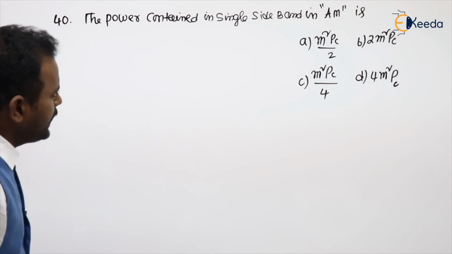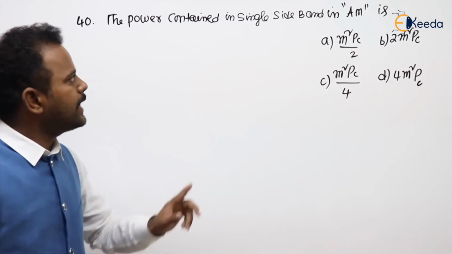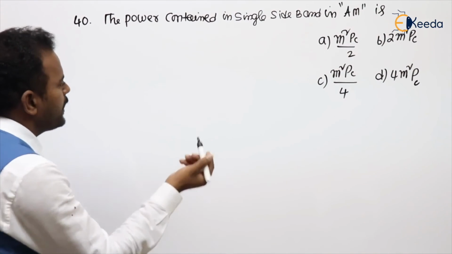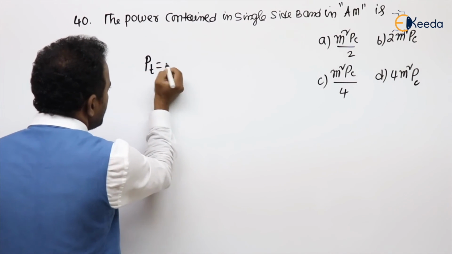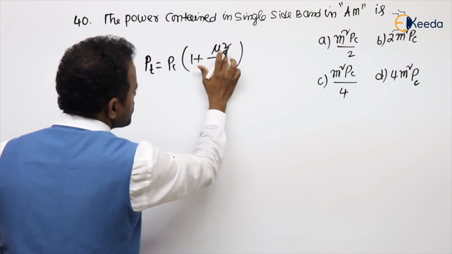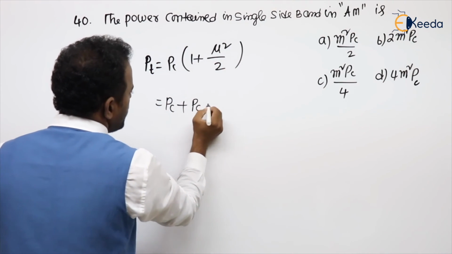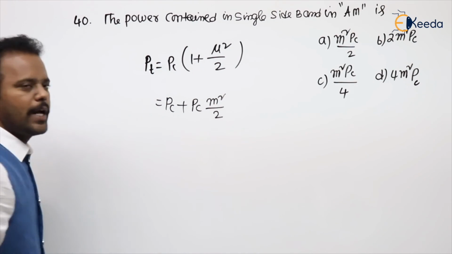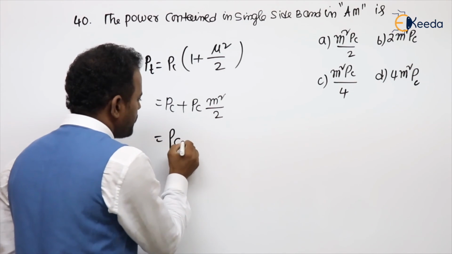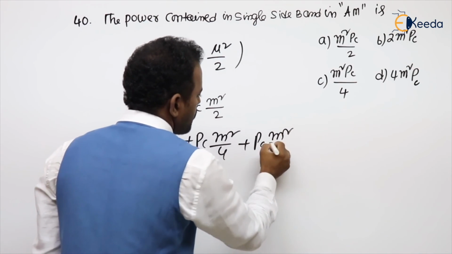See the problem. The power contained in a single sideband in amplitude modulation is asked. Are you getting my point? What is the total power in AM? The total power in AM, Pt, equals Pc into 1 plus mu square by 2. Here in place of mu, they have given m as the modulation index, which is nothing but Pc plus Pc into m square by 2. Also I can write, where m means mu, the modulation index, more clearly as Pc plus Pc into m square by 4 plus Pc into m square by 4.